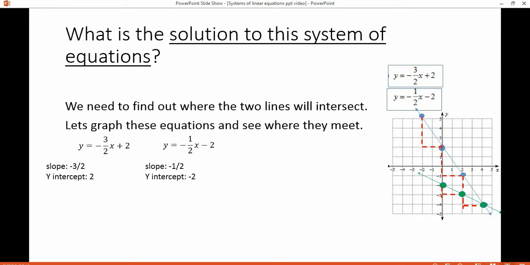And magic happens. My lines intersect right here. That point is 4, negative 4. That is my solution to this system of equations. That is my point of intersection of these two lines. 4, negative 4.